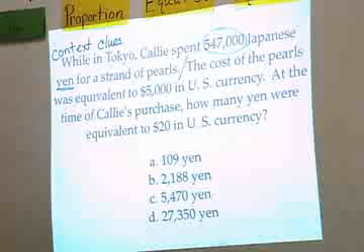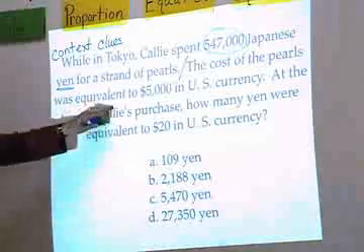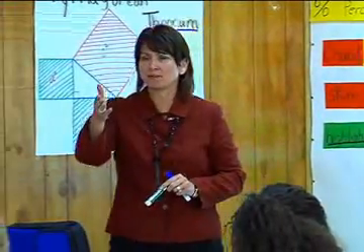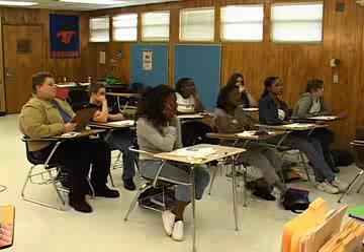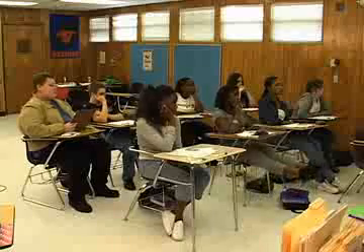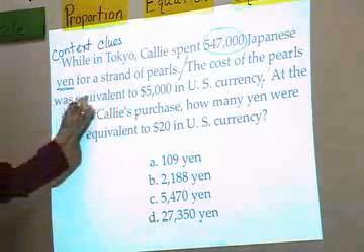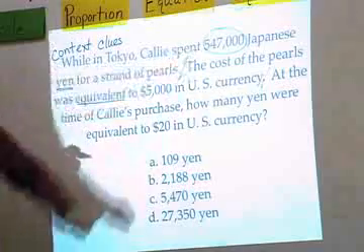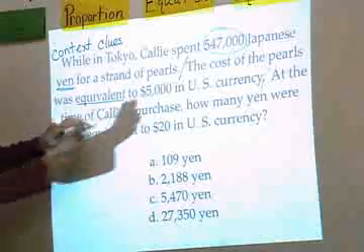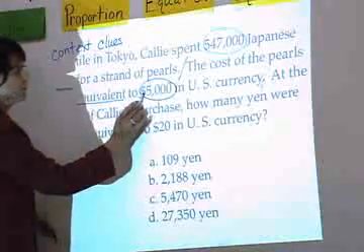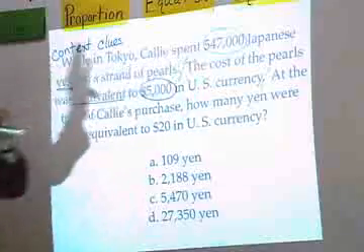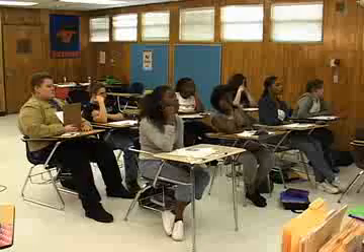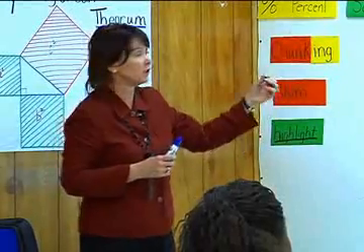The cost of the pearls was equivalent to $5,000 in U.S. currency. So we're going to stop. What does that information give us? And you already had something: that it was equivalent to $5,000 in U.S. currency. You like this word equivalent because what did that mean? Equal to. So now we're learning that 547,000 Japanese yen are equal to $5,000. And notice this has a dollar sign. This one doesn't, so they're different units. Right now we're putting a picture together. So she really spent $5,000 for that, but she used yen.